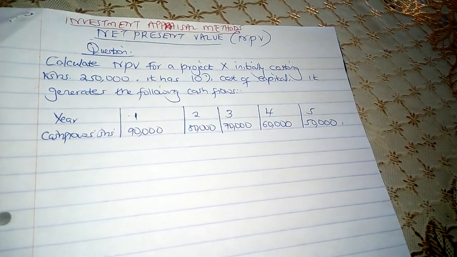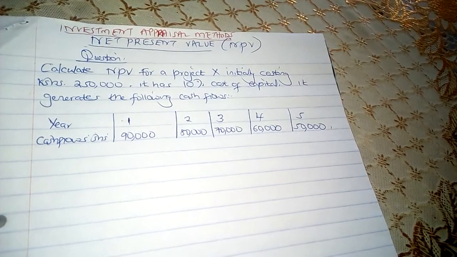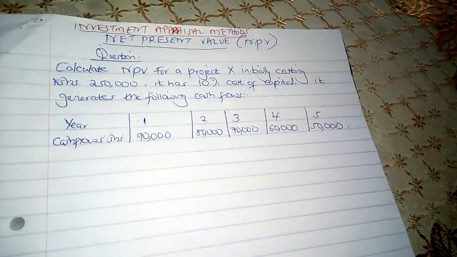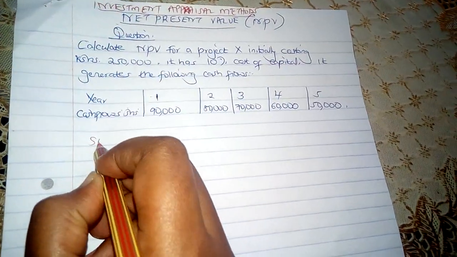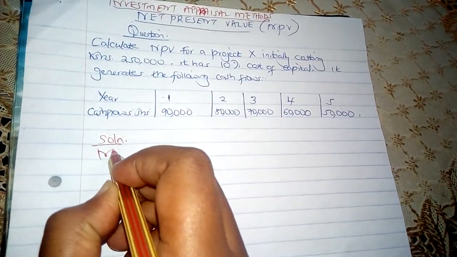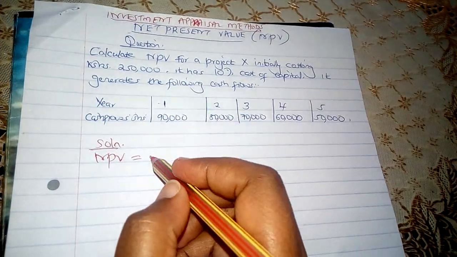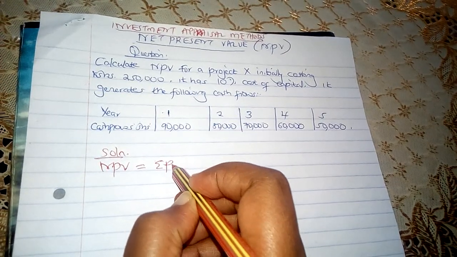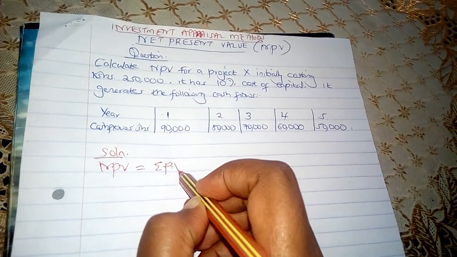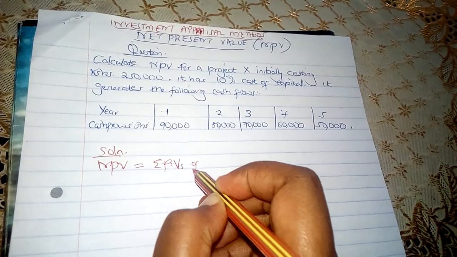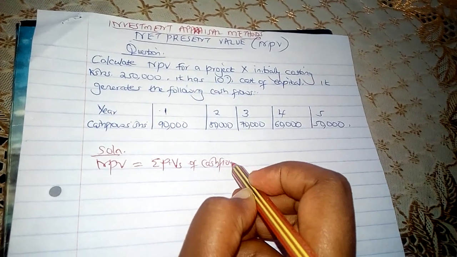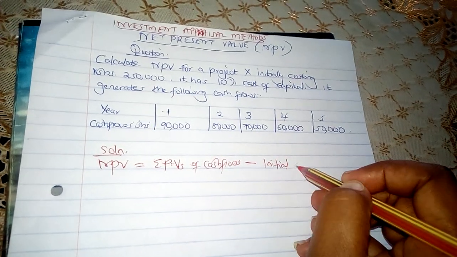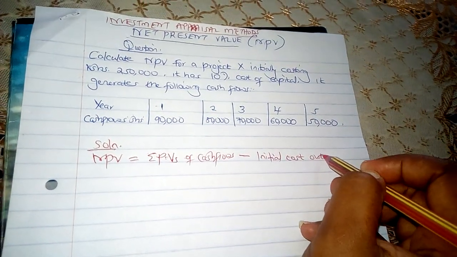So you have been given the cash flows for each year, from the first year up to the fifth year, and their cash flows in shillings. So the first step in the solution part, we know that the NPV, or rather the net present value, equals the summation of the present values of cash flows, the PVs of cash flows, the ones that you are going to calculate, less the initial cost outlay.